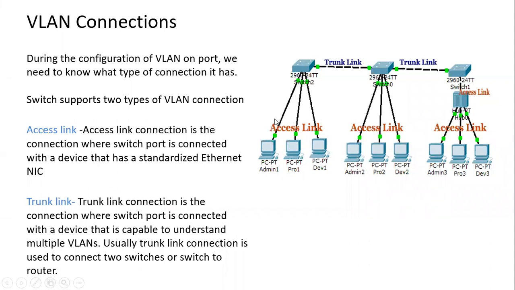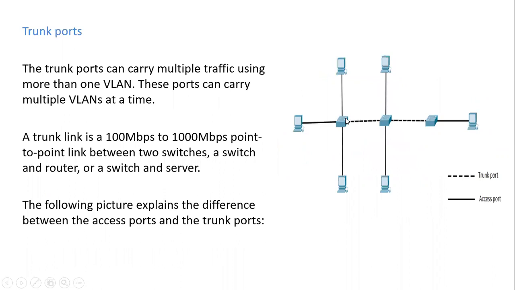So when do we use access link and when do we use trunk link? If a switch has to connect to a PC, then access link is chosen. And if a switch has to be connected to a switch or to a router, then the trunk link is chosen. So we'll see the commands that are required.